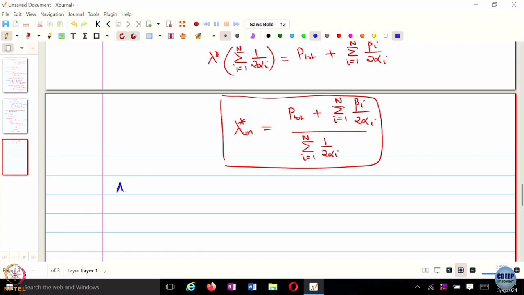So, algorithm for uncapacitated economic dispatch problem.